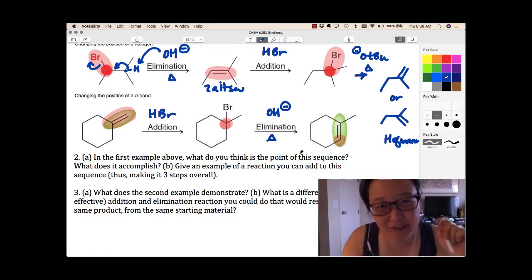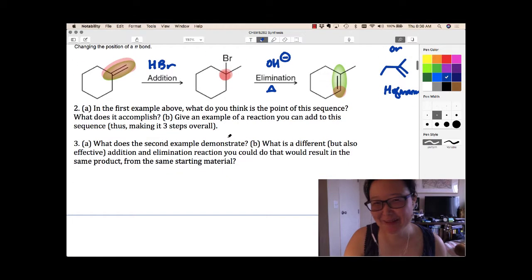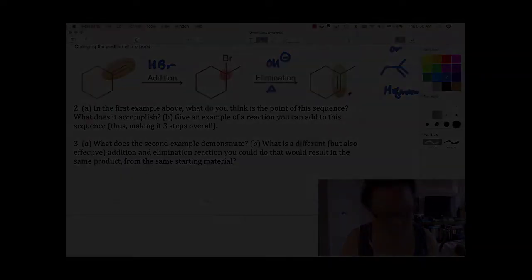And then an additional follow-up question to this is I'm asking what could be a different synthesis route you could take that will do the same thing and be effective as well. So I'm going to challenge you to think about that. So pause it and think, is there a different way I can start with this and end with that? What would that sequence be?